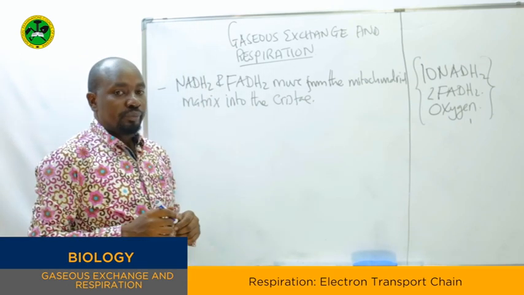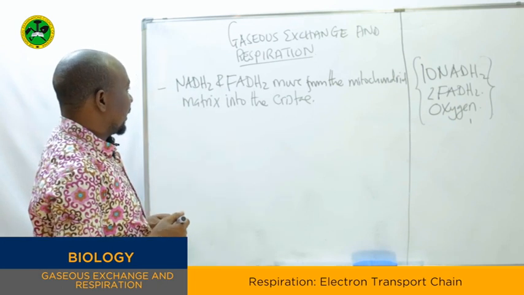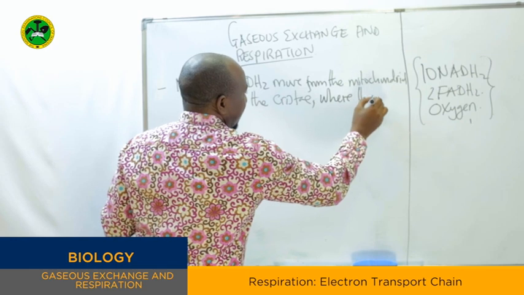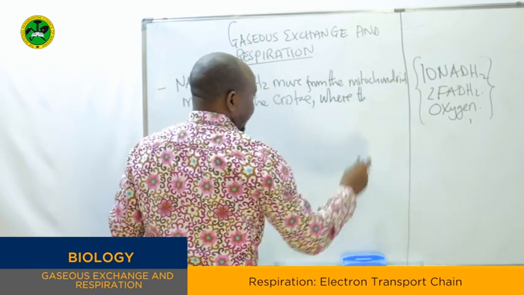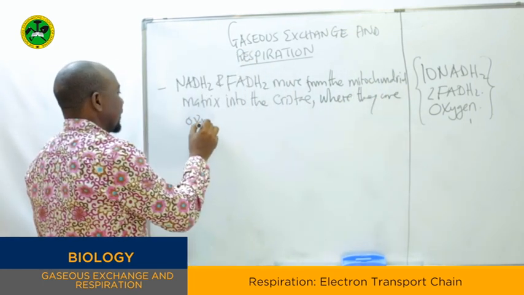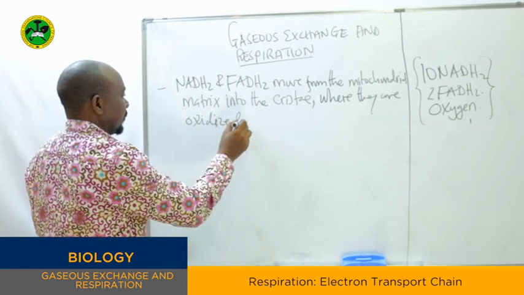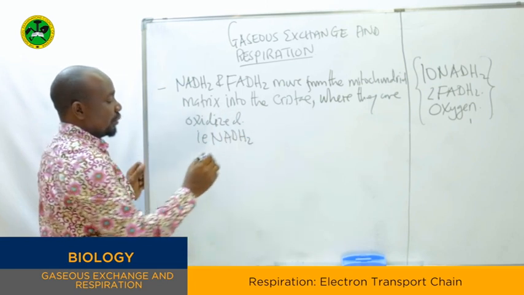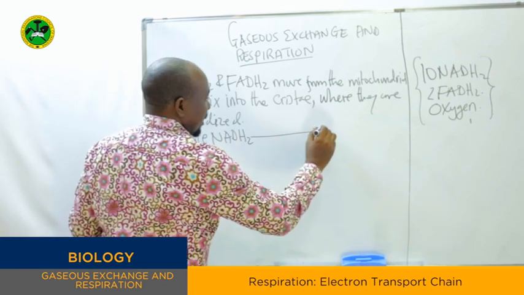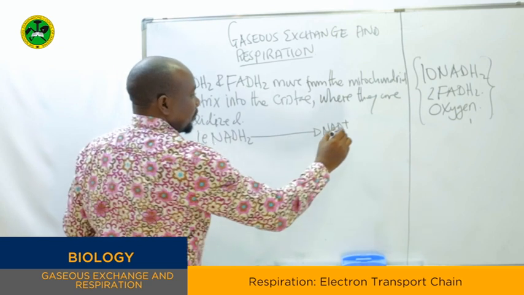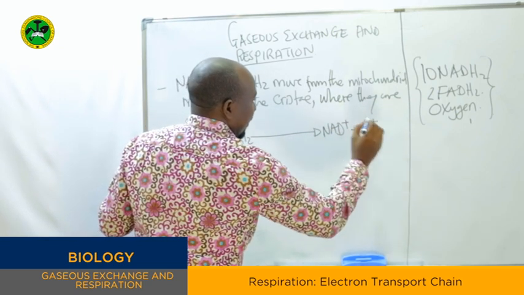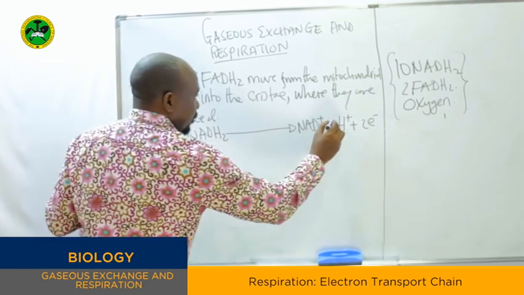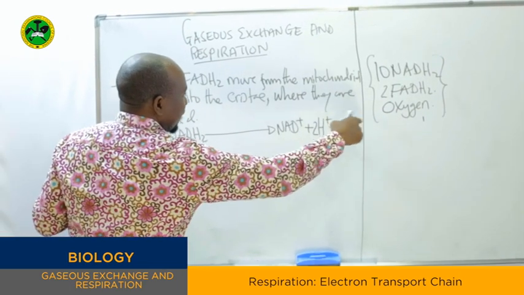Then when they move into the crista, they are oxidized, that is the NADH. The NADH2 is oxidized into NAD plus the hydrogen ions plus the electrons, because the two hydrogens are given out, so here is two hydrogen ions and the two electrons.